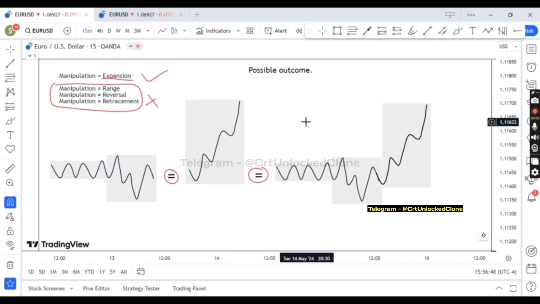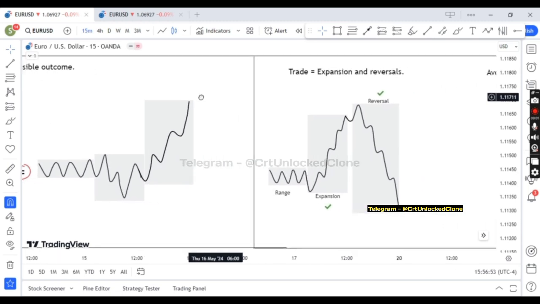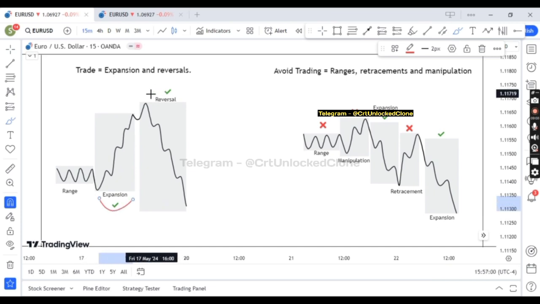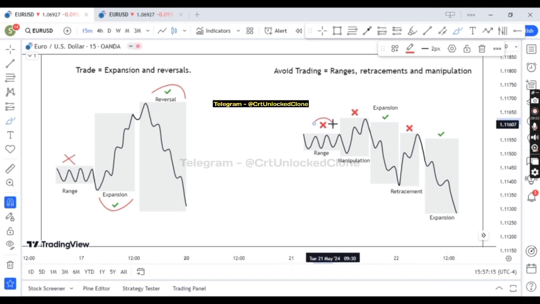Now, another important thing about market profiles is that generally you would want to avoid ranging, retracement, and manipulation profiles and only take part in expansion and reversal profiles. Those are the only two profiles which most, if not all of you, should particularly focus on, and you should avoid trading the rest of the profiles. Now, for advanced traders, you can trade the manipulation profile too, but for now and for our betterment and improvement, we're going to avoid the manipulation profile and only trade expansions and reversals.